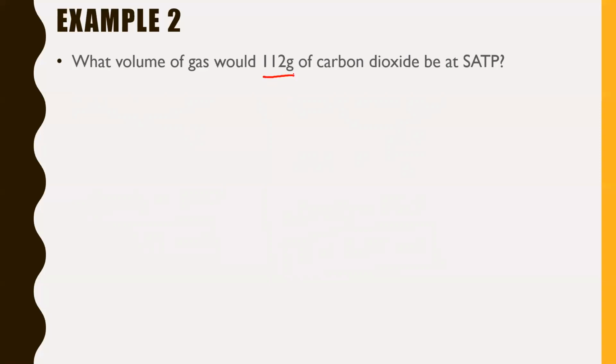You're going to want to use this amount of grams and the fact that we're dealing with carbon dioxide to find the number of moles you have first. But ultimately, we're looking for what volume of gas we need. Pause the video here, give yourself a couple minutes. I'll go over it in just a second.